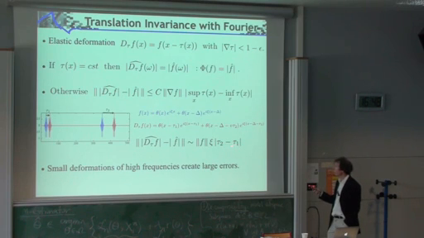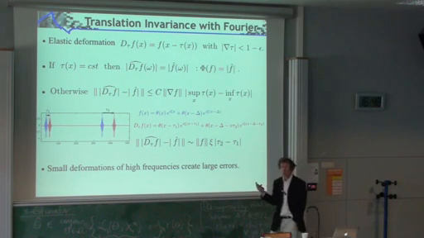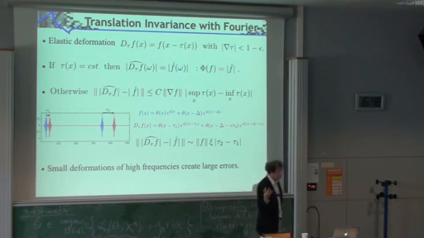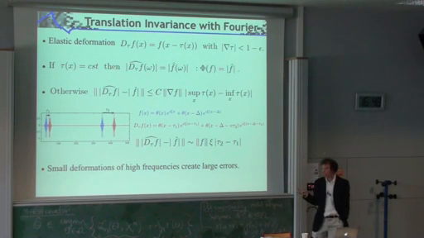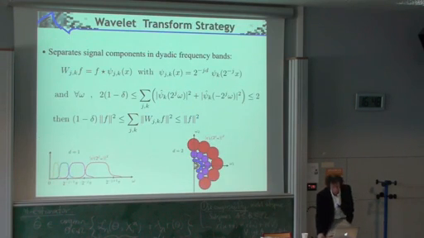2 minus tau 1, but it's going to be multiplied by the largest frequency of the signal. So if you have a very high frequency, and it's quite intuitive, if you have a very high frequency signal, the error is going to be very large, although the difference between tau 2 and tau 1 may be small. Okay? So basically, small deformations yield large error whenever you have high frequencies.